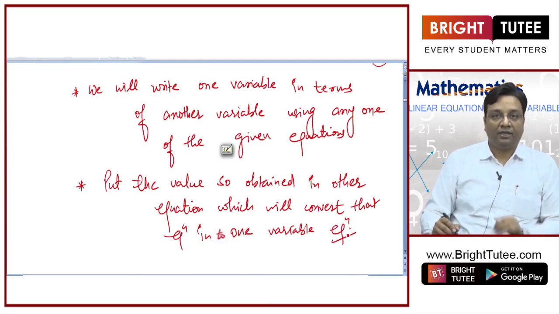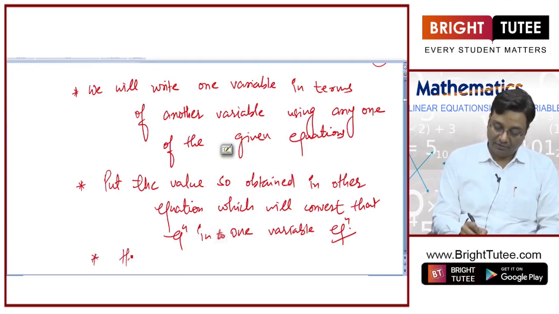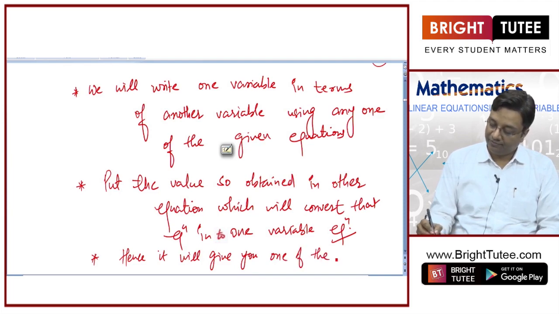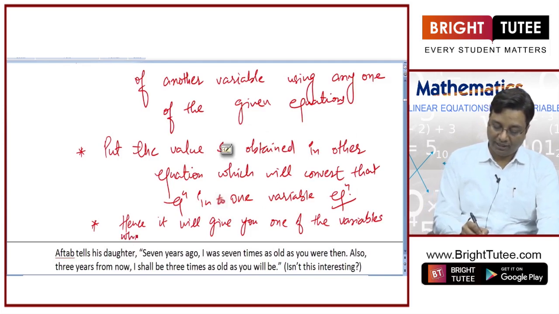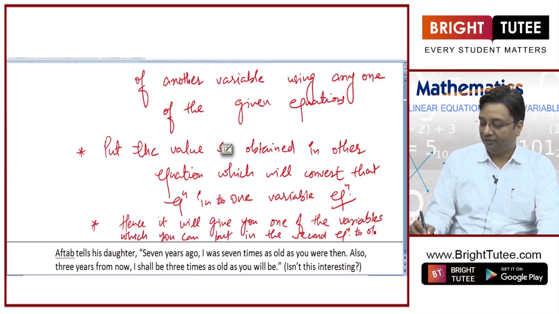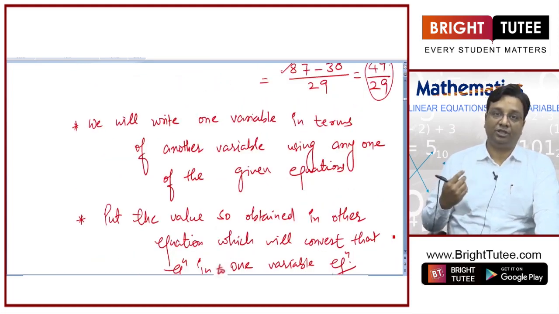Right? This is the equation. So you will get a one-variable equation, hence it will give you one of the variables, which you can put in the second equation to obtain the second variable. Okay, this is how you will solve using the substitution method.